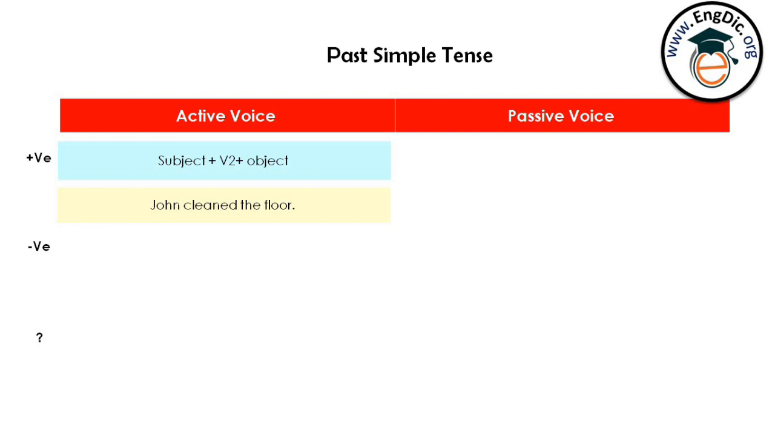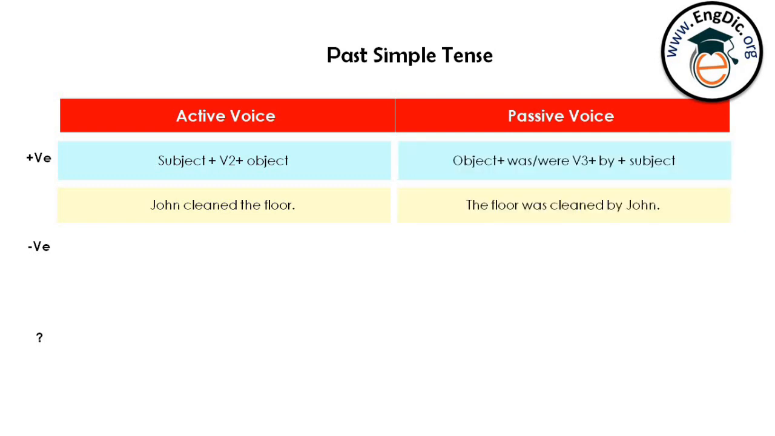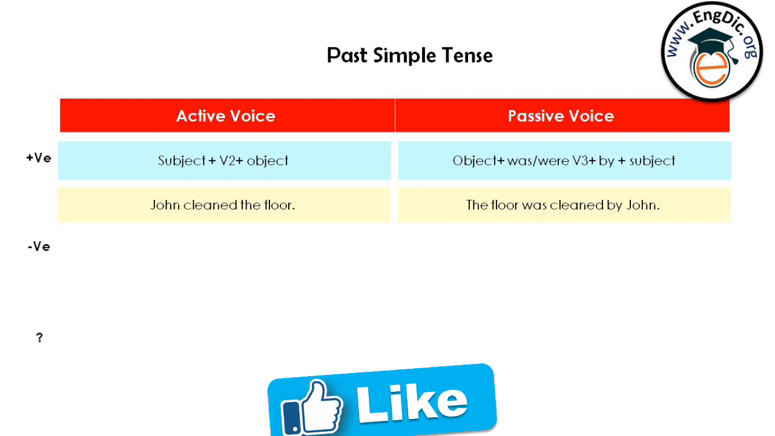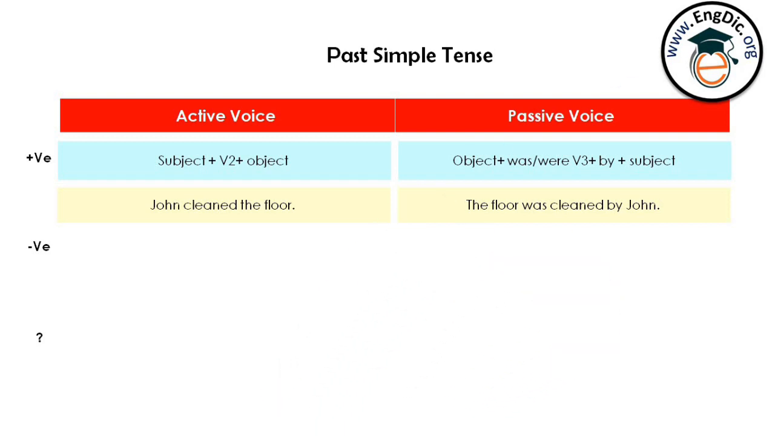John cleaned the floor. The passive voice will be object, was, verb, because the helping verbs used in a past simple tense are was, were. Then the third form of verb, then by, and the subject. The floor was cleaned by John. The floor is the object, the helping verb was, third form of verb of clean is cleaned, and then by and the subject John.